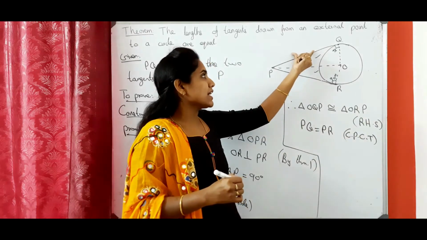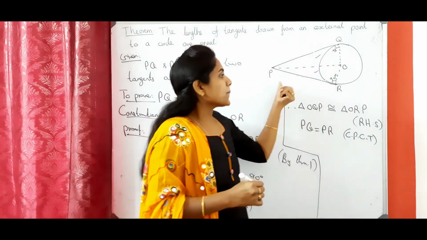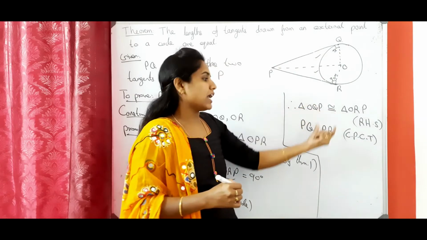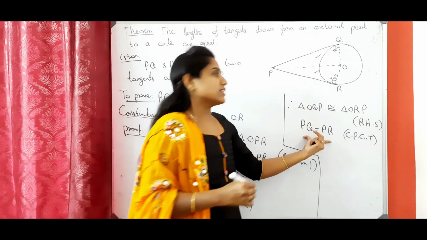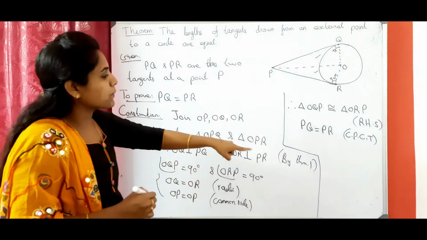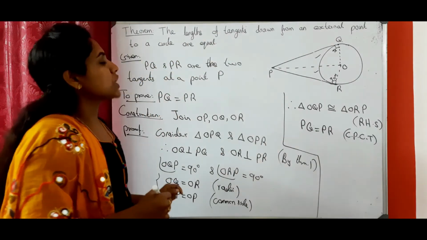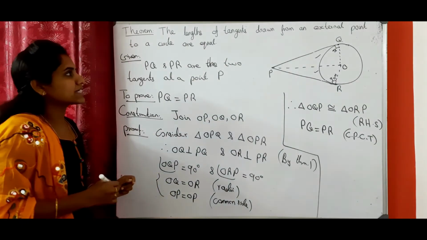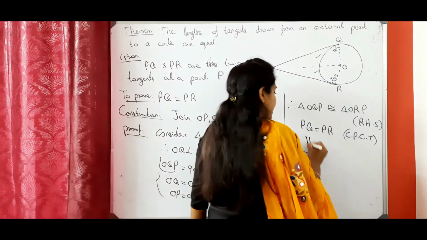So here, what is the corresponding side of PQ? PR is the corresponding side. Therefore these both sides are equal. So this one only we needed to prove, right? PQ equals PR. So now we proved the lengths of the tangents drawn from an external point to a circle are equal. Hence proved.